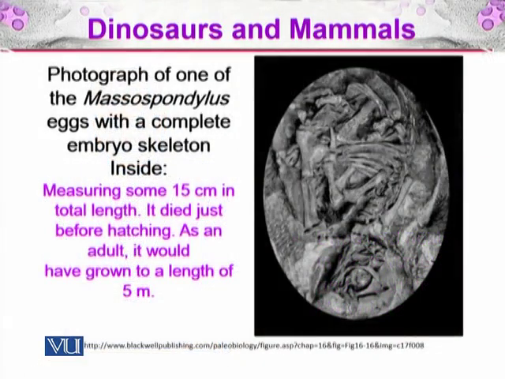And here you can see the photograph of a Mussaurus egg with a complete embryo skeleton inside. You can see this amazing fossil in which you can see the egg, and inside the egg you can see the tiny bones of the embryo. Measuring some 15 centimeters in total length, it died just before hatching. As an adult, it would have grown to a length of 5 meters, which is amazing. And this is how we can see the eggs and their fossils.